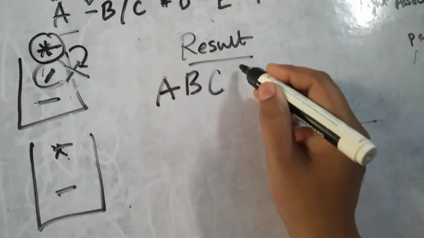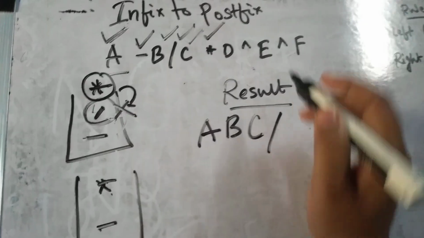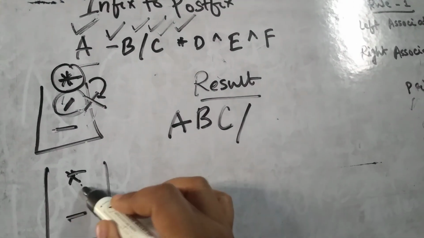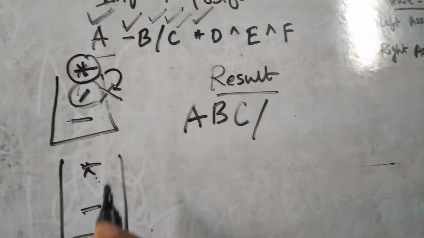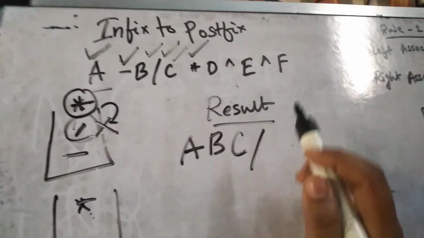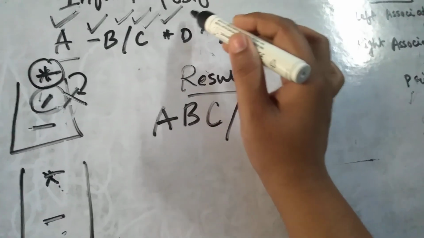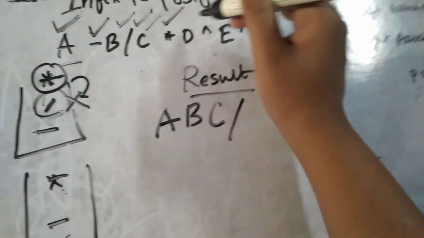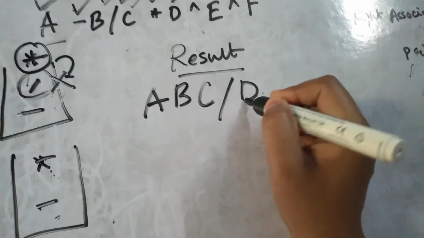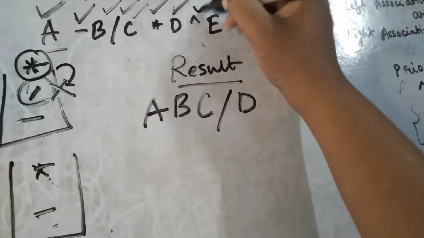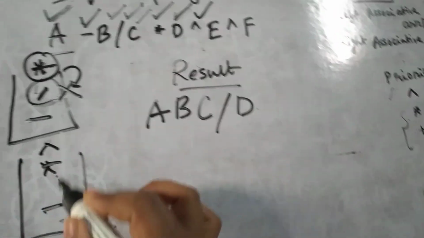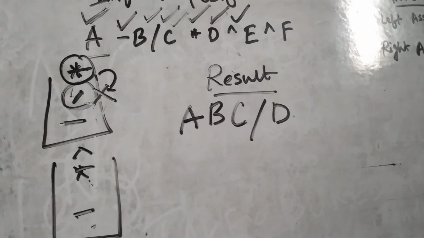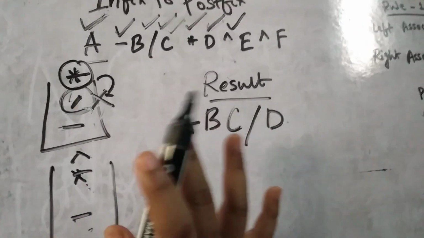The division operator is popped and placed into the result. Done. Again it asks: am I less prior than you? No, I am higher priority than the minus operator. So the operation is done, and we go to the operand D. D is placed into the result. Now comes the power operator. The power operator asks: am I less prior than you? No, never.